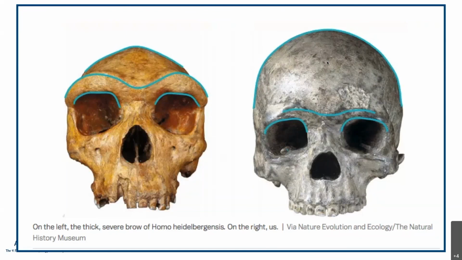So this includes Neanderthals and Homo heidelbergensis. Over time, this disappeared though, and the forehead became more vertical. And so anthropologists want to know why these ancient humans had big brow ridges and why we don't. There's a few different theories about brow ridges.